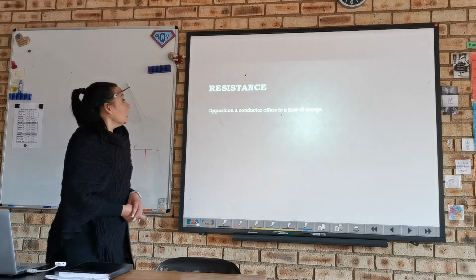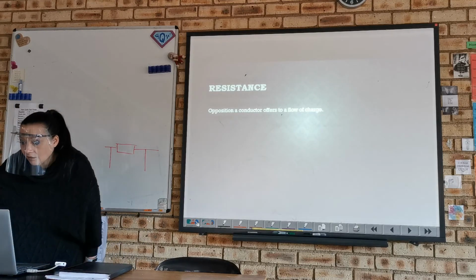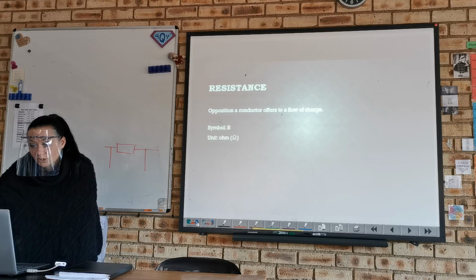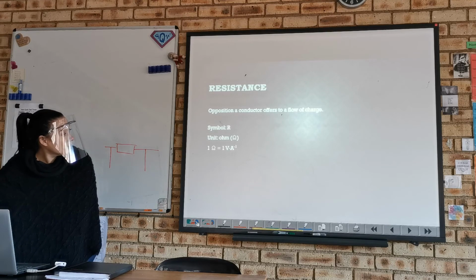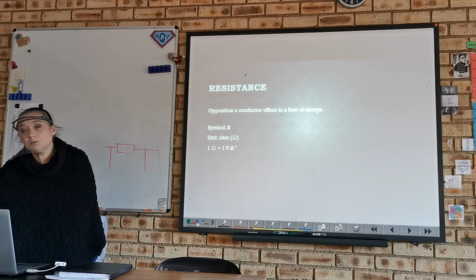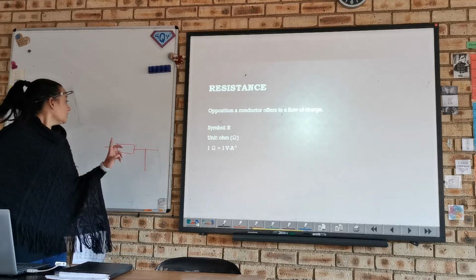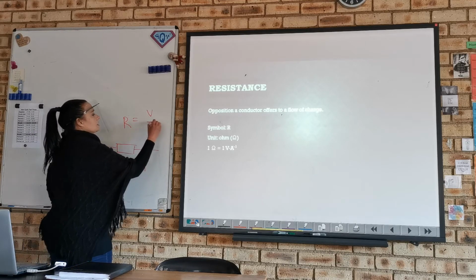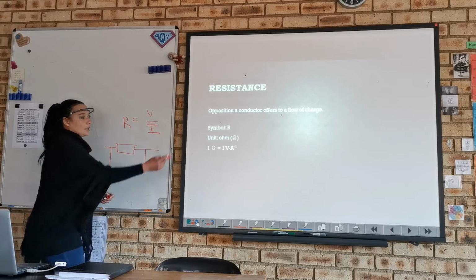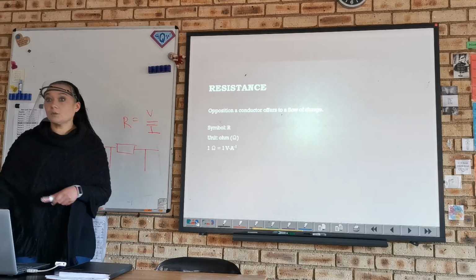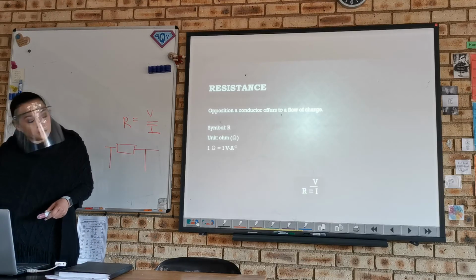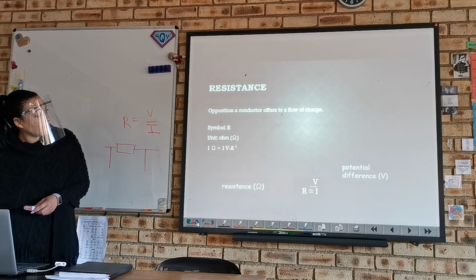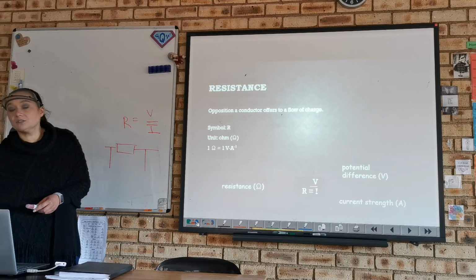If I now look at how to indicate resistance, we use an R, the symbol is an Ω, and 1 ohm is considered to be 1 volt per ampere. The reason is that if R is equal to V over I, then it's volts over current, which is volts per ampere. That is the equation we use from Ohm's law, where R is resistance, V is potential difference, and I is current strength.